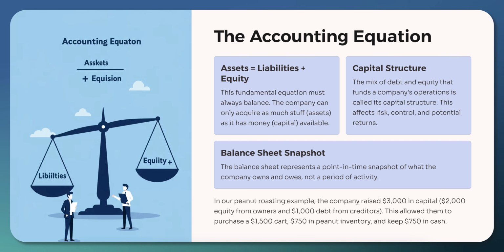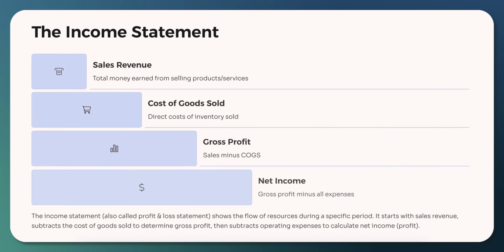And of course, we have an example of the peanut roasting business. They ask for $3K in capital, which allows them to purchase a cart and some inventory, and they keep $750 in cash. Again, in this lecture video you'll learn that in business, cash is king. That's one of the important parts you have to learn. Without cash, it's very difficult for a business owner to move on or to operate a business.